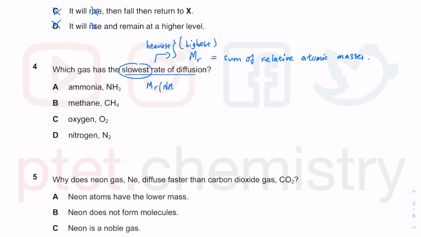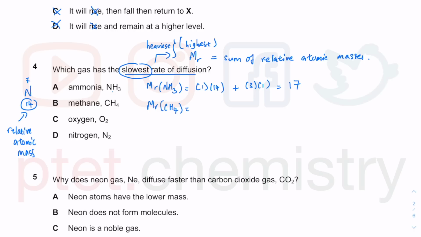The MR of NH3: I have one nitrogen here, so 1 times 14. In the periodic table, you have 7 on top and 14 at the bottom. This is the relative atomic mass, but it's for one atom at a time. So you only have one nitrogen atom, but you have 3 hydrogen atoms, so 3 times 1, which is the relative atomic mass for one hydrogen atom. So that's 17. If we do the same for CH4, there's 1 times 12, and then 4 times 1, and I'll get 16.